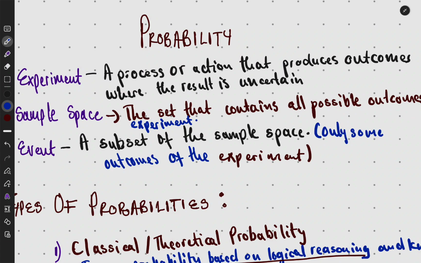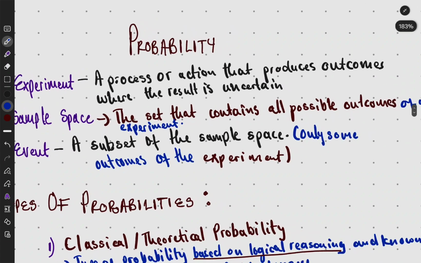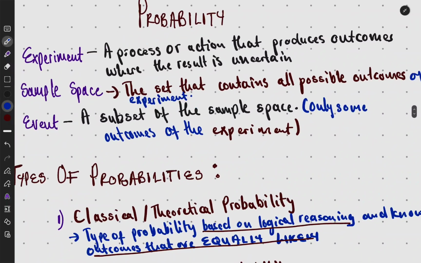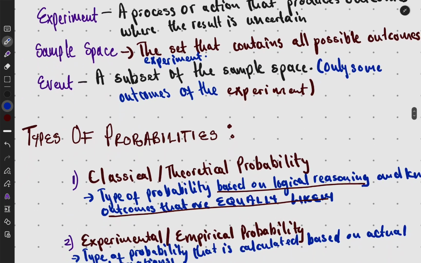Now, a sample space is the set that contains all the possible outcomes of an experiment. This is going to be your sample space. Then an event is a subset of the sample space. So it's not going to be all the possible outcomes, but some of the outcomes. That's why it's a subset. An event is some of the outcomes of the experiment. Only some of the outcomes will be there in a subset. So that is an event.